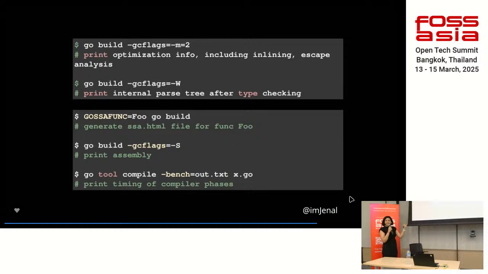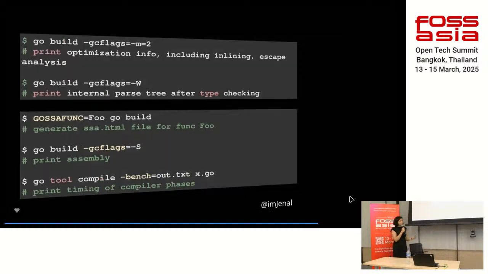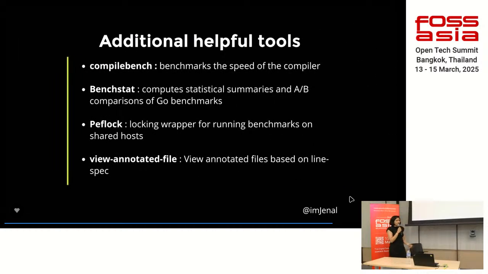You can see print assembly, you can see the compiler phases timing through these commands. You can get the talk slides later after the talk. And a lot of other helpful tools are also there. I've tried using them, and one of them is benchmark, and compile bench, which benchmarks the compilation phase for the compiler speed basically, and bench stat. So you can go through these tools, which would be helpful in the whole compilation, if you want to deep dive into the Go compiler.